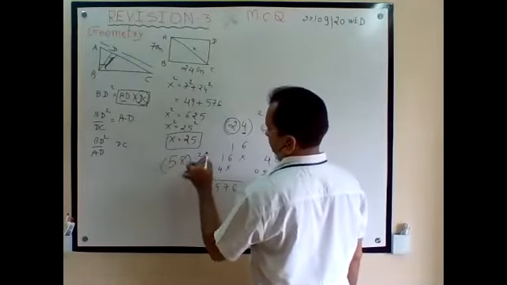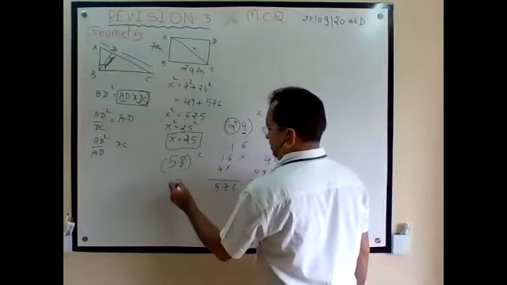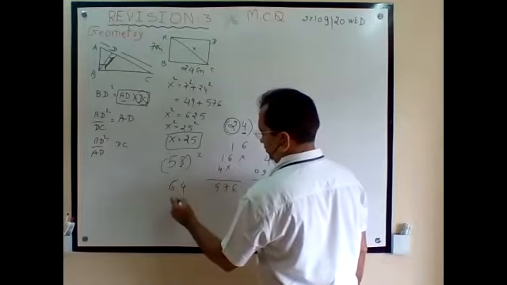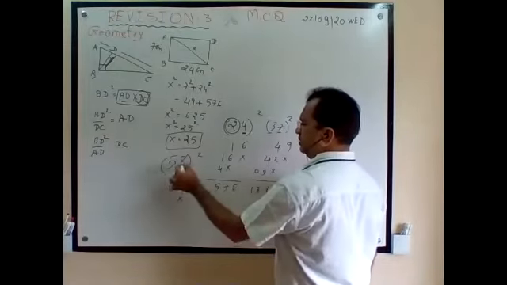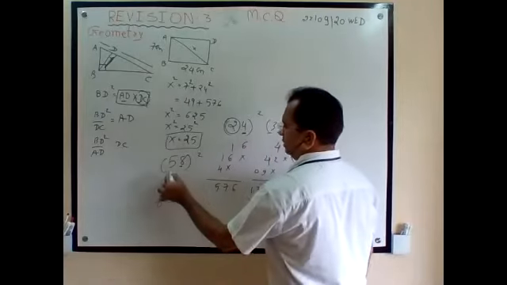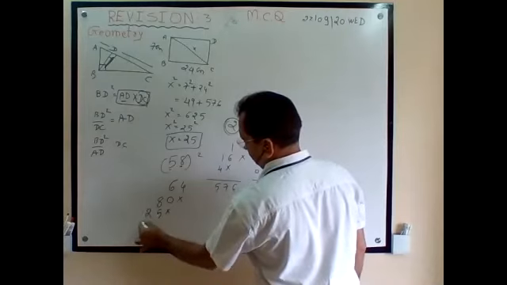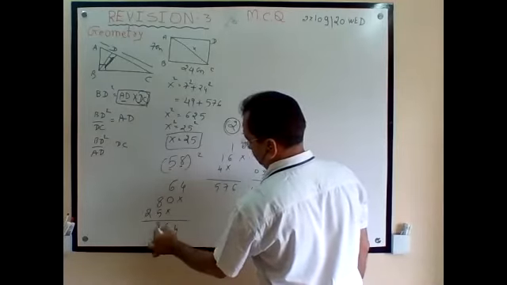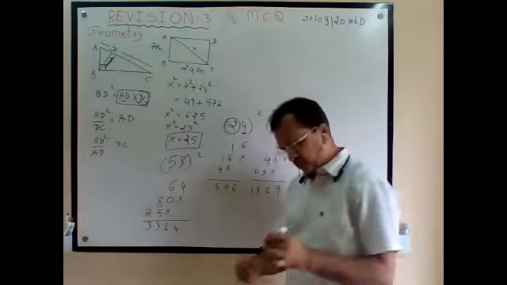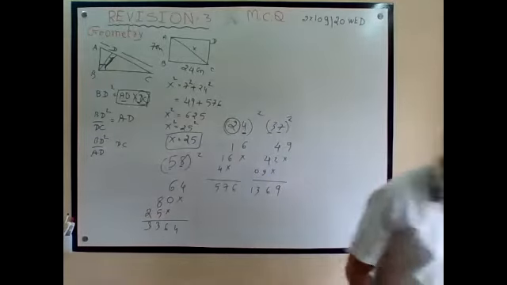58 square. 8 8 is 64. Then this into this into this, 80. Then the square of this. No need of a calculator. Very fast you can do.